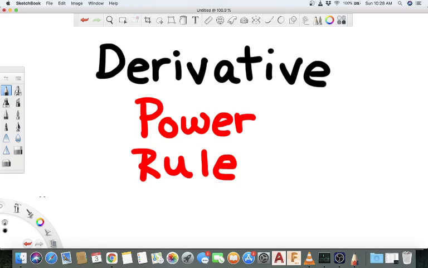Hey guys, so I want to make a short and sweet video today about the derivative using the power rule. In today's lecture, I'm just going to go through a few basic examples, and then at the very end, I will have a little quiz for you guys to do, and then you can answer them and replay the video for the answers. So let's get started here.